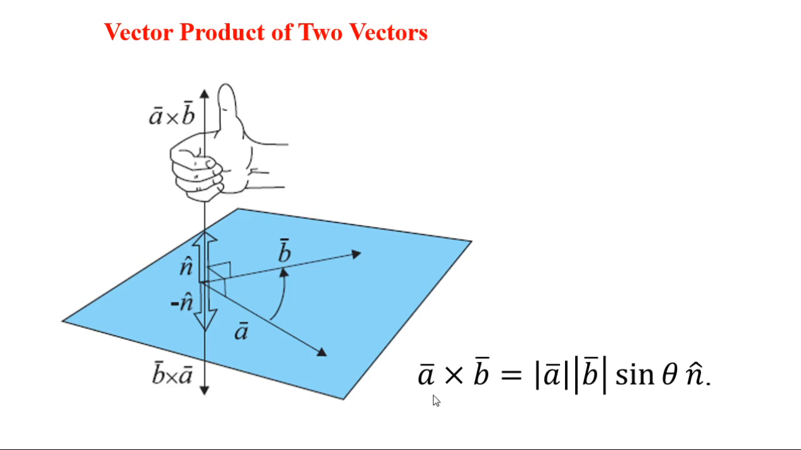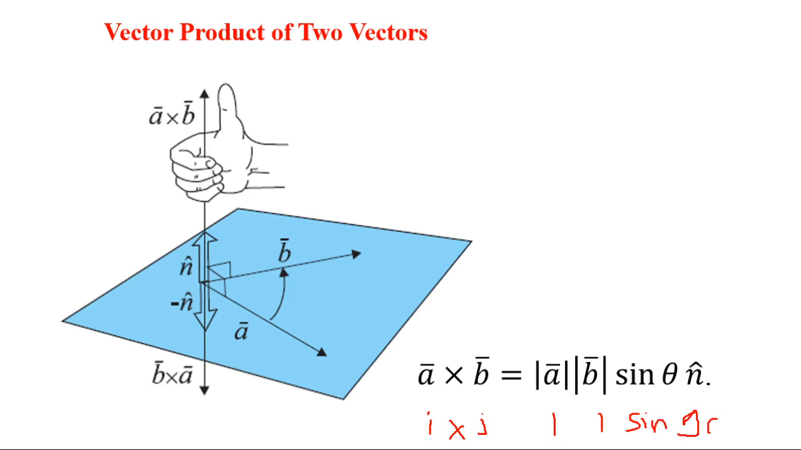So if we want to take cross product of I and J, here we have to take magnitude of I, magnitude of J, sine ratio of angle between them, and unit vector perpendicular to both. Magnitude of I and J is 1. Sine ratio of angle between them: angle between I and J is 90 degree.